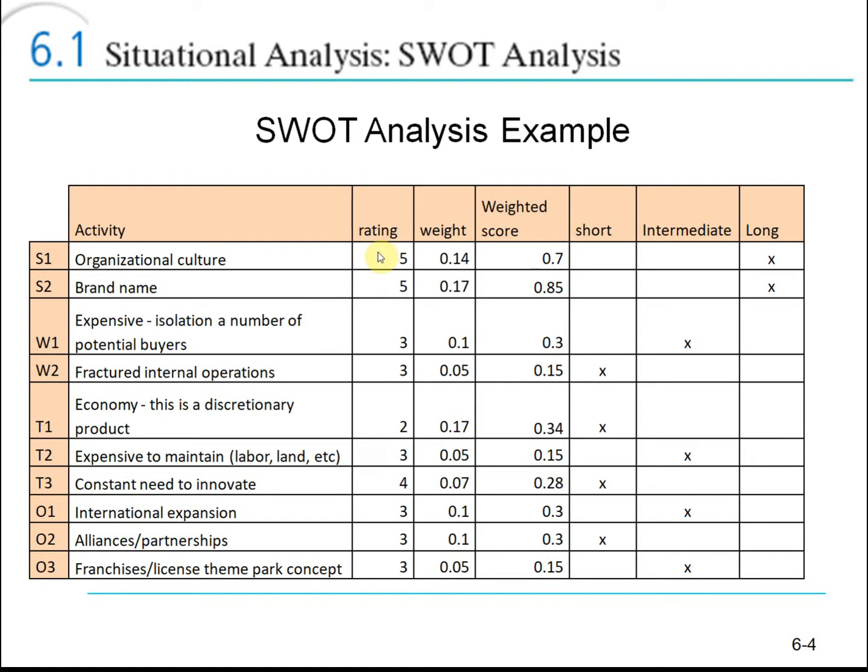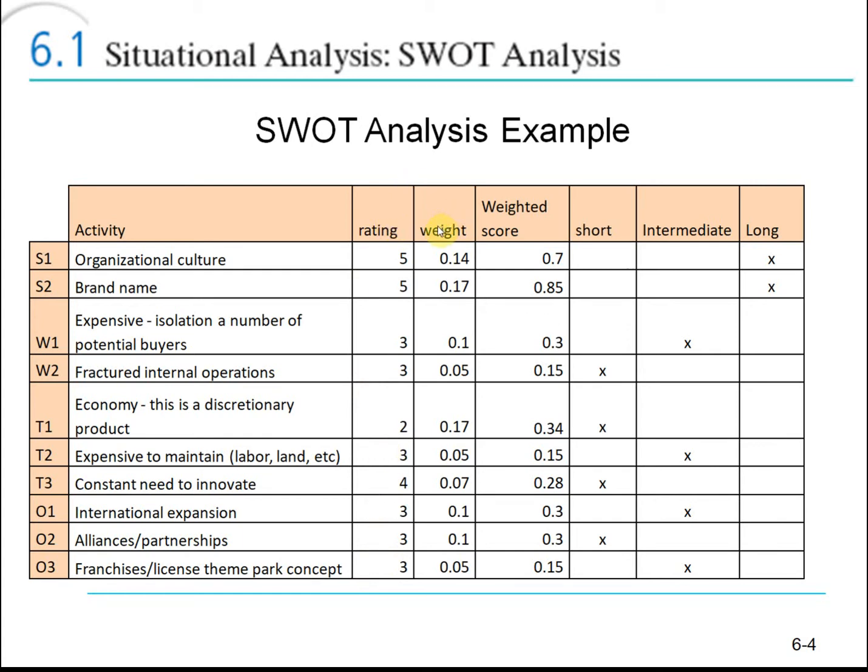Let's take a look at the next column, the rating column. The rating tells us how well that company is currently executing against this particular activity. If they're doing a really good job, then give them a rating of 5. If they're doing a poor job, then give them a rating of down to 1. But anywhere from 1 to 5, with 5 being you're doing a great job and 1 being that you're doing a very poor job. This tells how well the company is actually executing against this particular activity.